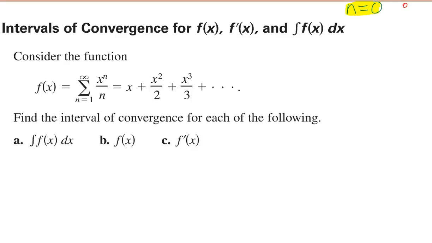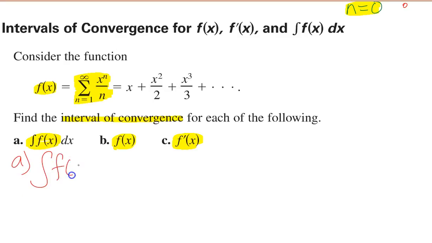Find the interval of convergence for each of the following. Okay, guys, you have f of x given. Here is the power series for the function f. Okay, now you have to find the interval of convergence for the integral of f of x, for the original f of x, for the derivative of f of x. Okay, so let's start with A.